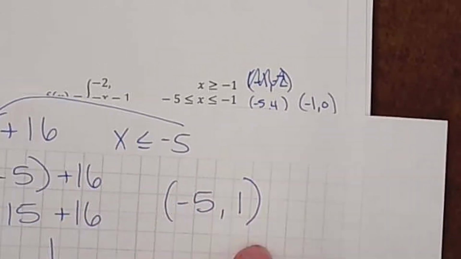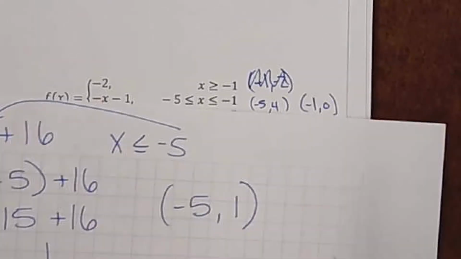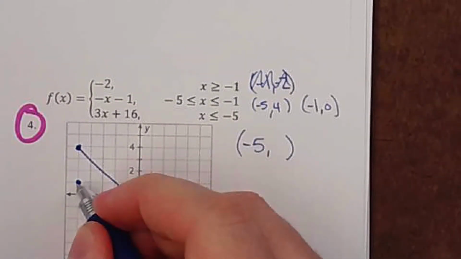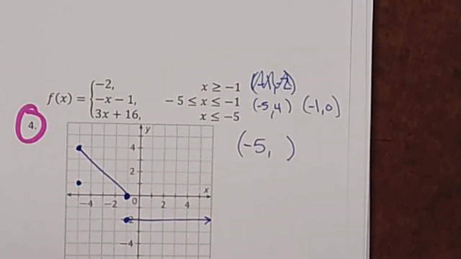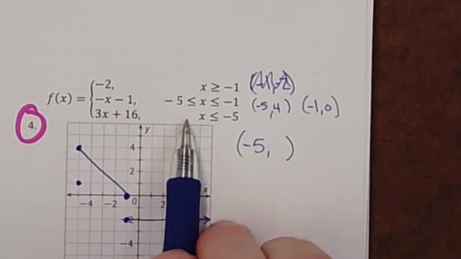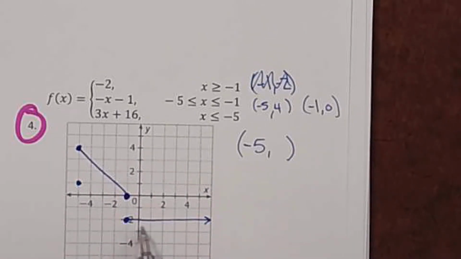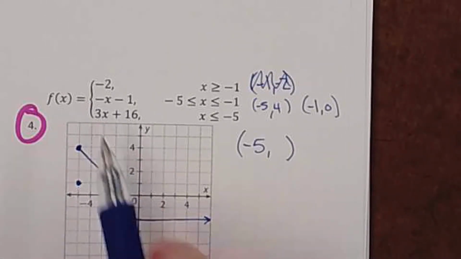So that's my coordinate, and it's going to be filled in. -5, comma, 1. And I fill in the dot. Now this doesn't have another one to plug in, so I don't just get to play connect the dots like I did for this guy. I have to do what I did here. I have to check the slope and get some options.